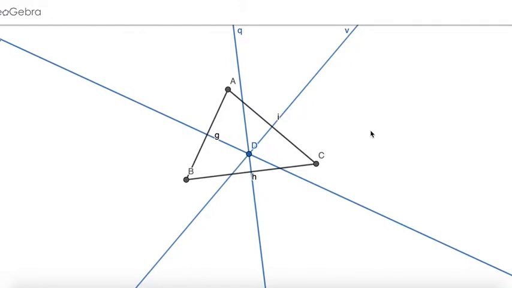Next up is the circumcenter. The circumcenter is defined as the intersection of the 3 perpendicular bisectors in the triangle. Similarly to the orthocenter, the circumcenter is able to move out of the triangle's area as well.